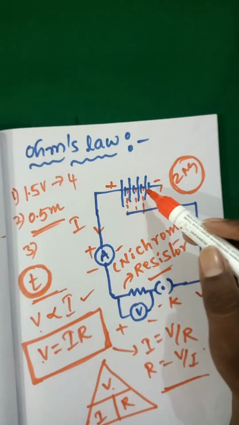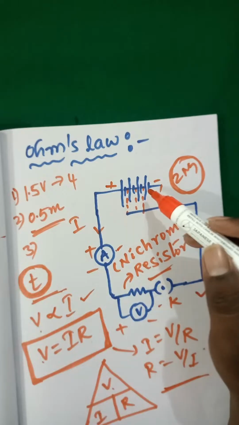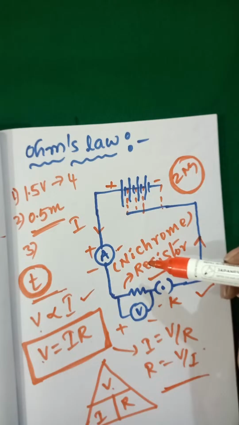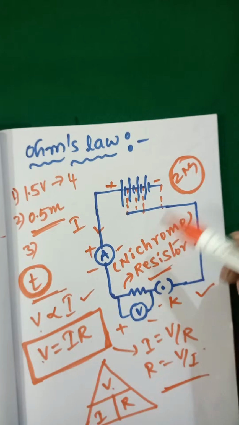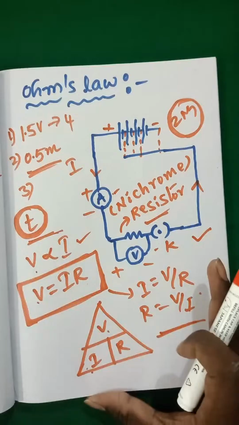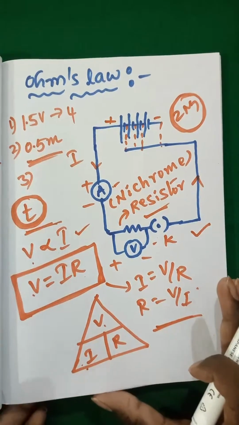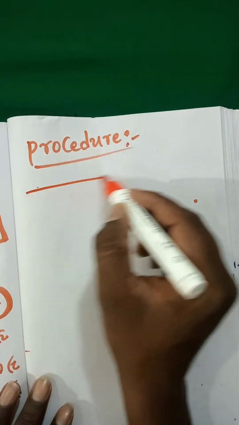Repeat the process for 3 and 4 and mention the values in the tabular form. So you have to mention all the values in the tabular form given. So I'll draw the tabular form. Okay, so now I'm drawing the tabular form.